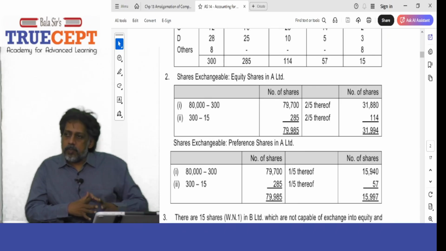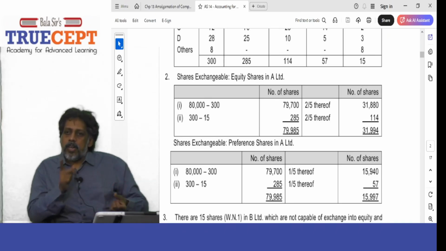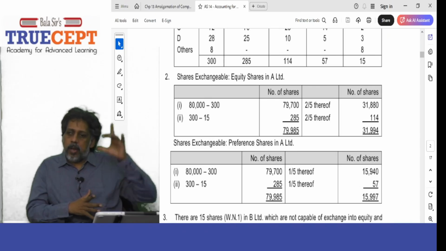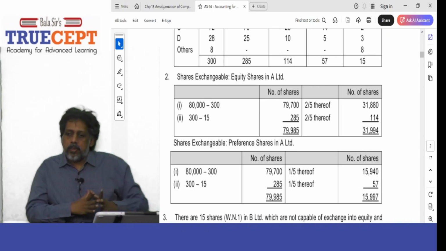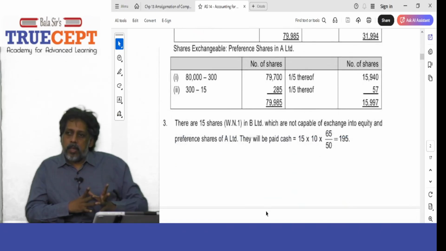Then the next working: shares exchangeable, preference shares in A Limited, 1 for every 5. Again, they take 79,700 into 1 by 5, and again 285 into 1 by 5. Total: 15,997 preference shares are offered. Then one more working note. There are 15 shares in B Limited which are not capable of exchange into equity and preference shares of A Limited. They will be paid in cash.